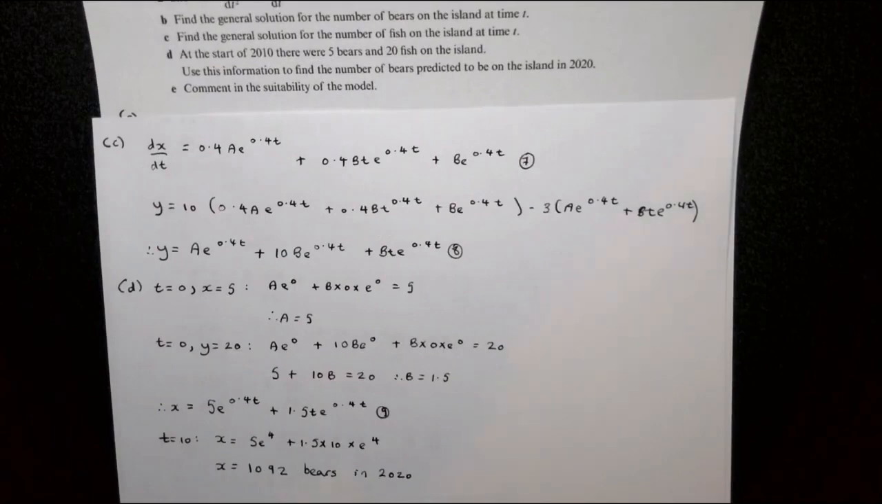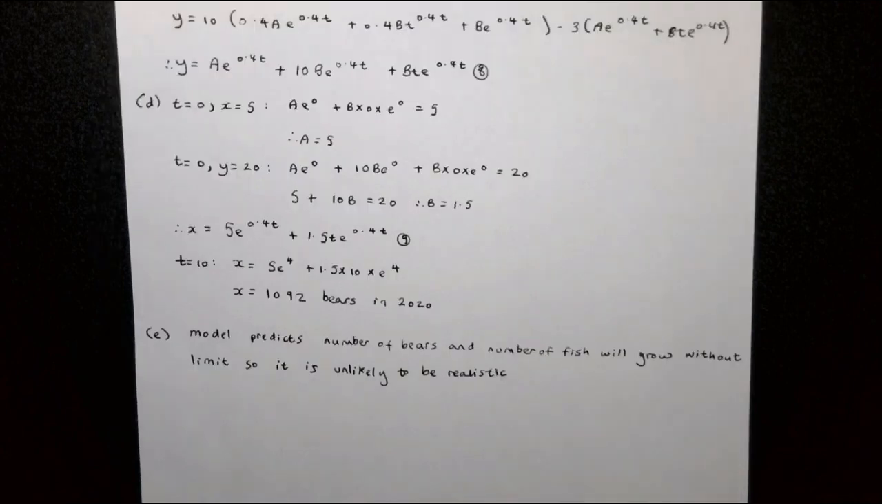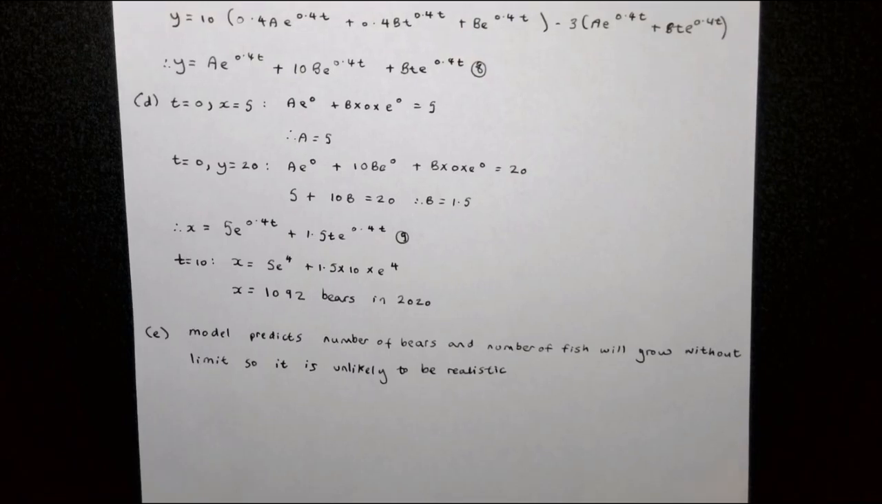And now for part E, we have to comment on the suitability of the model. So the model predicts the number of bears and the number of fish will grow without limit, so it is unlikely to be realistic.